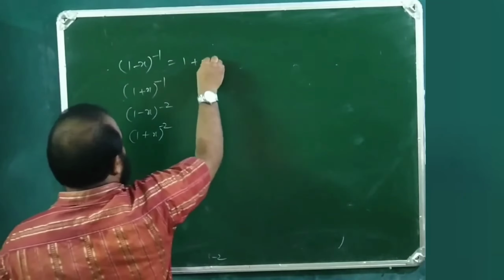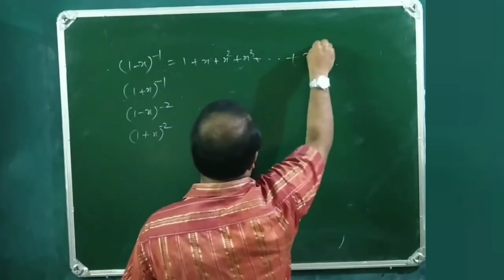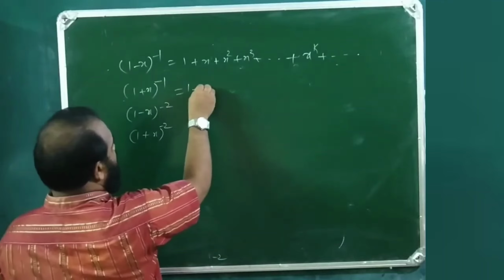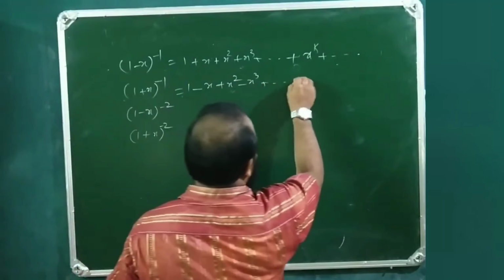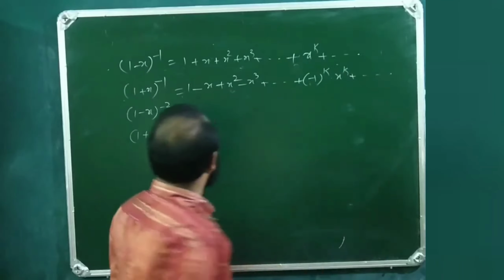So this is 1 plus x plus x square plus x cube plus etc., plus the general term x power k plus etc. And this is 1 minus x plus x square minus x cube plus etc., plus minus 1 whole power k into x power k, etc.